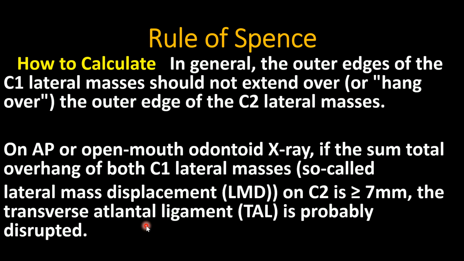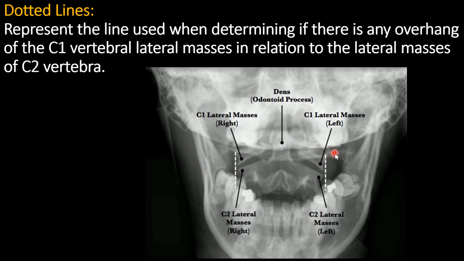The rule of Spence. How to calculate in general? The outer edges of the lateral mass of C1 shouldn't exceed over the outer edge of C2, which is called hangover. On AP or open mouth, as we see here, the lateral mass of C1 and lateral edge of C2, and this is the normal position at the same line, this white dotted line.